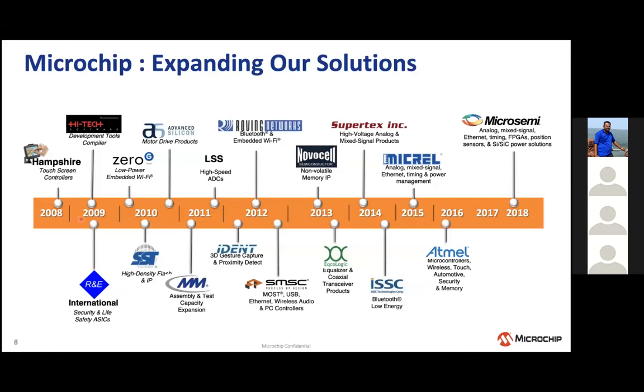This is a timeline of acquisitions, or the companies that Microchip bought in the past 10 or 12 years. There were a few small scale acquisitions after 2018, but this timeline only shows what Microchip bought with large scale acquisitions, out of which the companies like Supertex, Micrel, Microsemi, and Atmel. If you are in the industry, you'll be very much familiar with these companies. All of these are today part of Microchip, and collectively Microchip has an experience of more than 60 years and also more than 4,000 different products to assist you in power management and analog solutions.